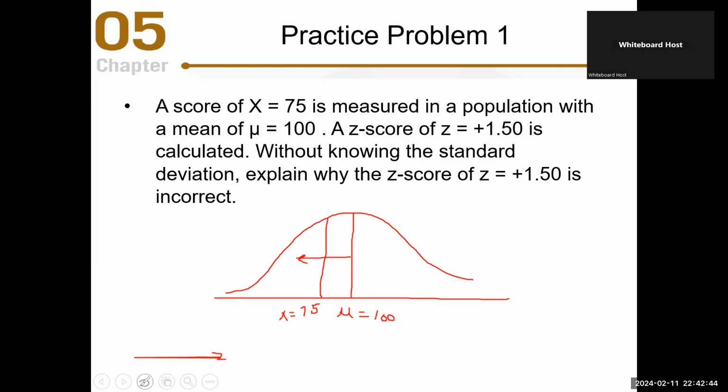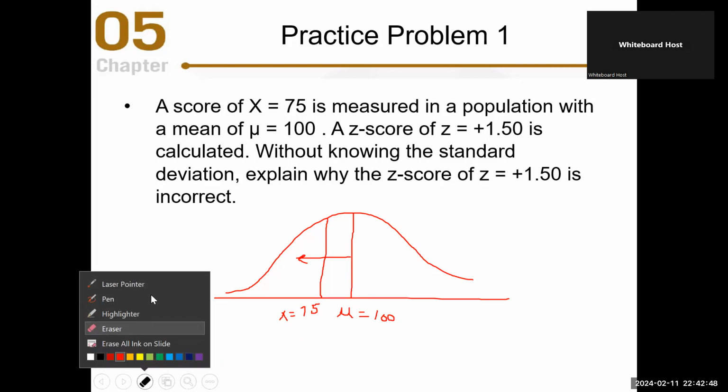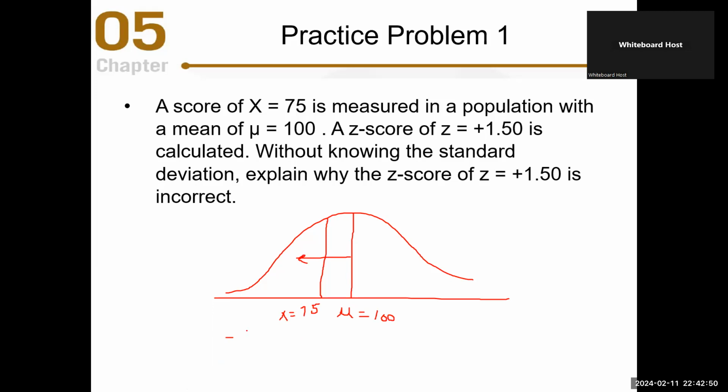I'm not sure why it's doing that. My apologies. I'm going to try one more time. If it doesn't work, just take my word for it. Negative z. Anything to the right of the mean is going to be a positive z.